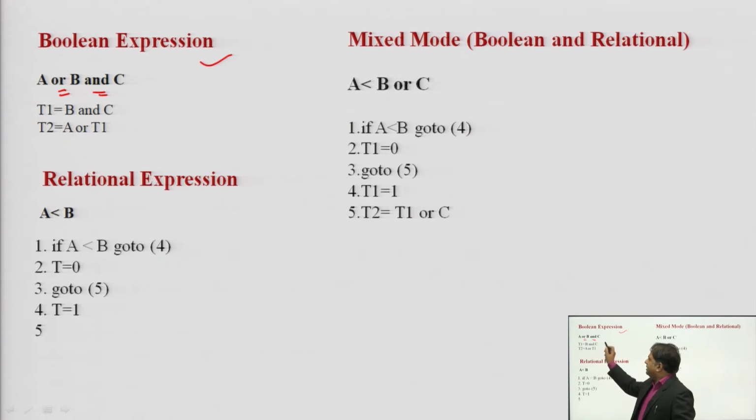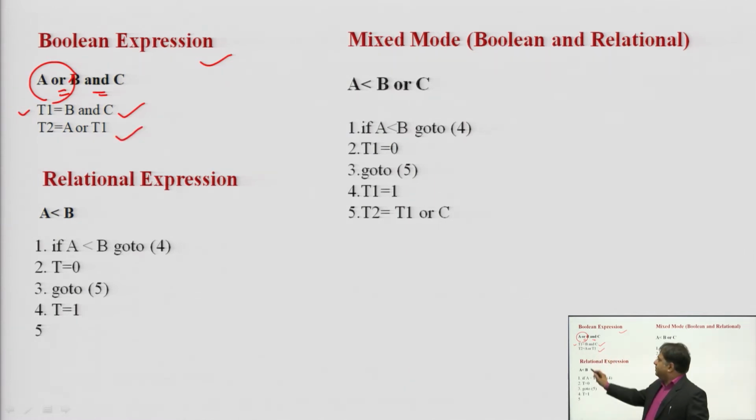This is as simple as the arithmetic expression. First, I will calculate B and C and assign the result to temporary variable t1. Once the value of B and C has been assigned, then I will combine it with the OR operation, that is t2 equals A or t1. That means, ultimately the result is stored in t2. So, this is a simple Boolean expression. Now, we come to the next, that is the relational expression. So, if A is less than B, how can I write the 3 address code for it?